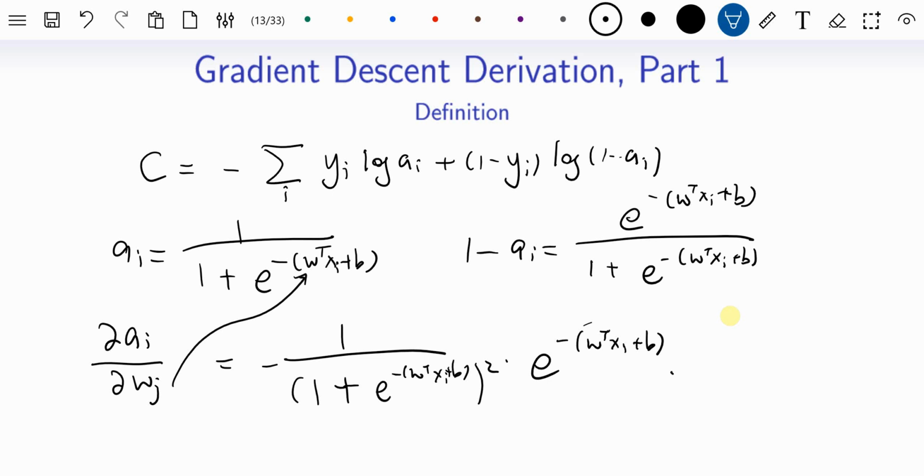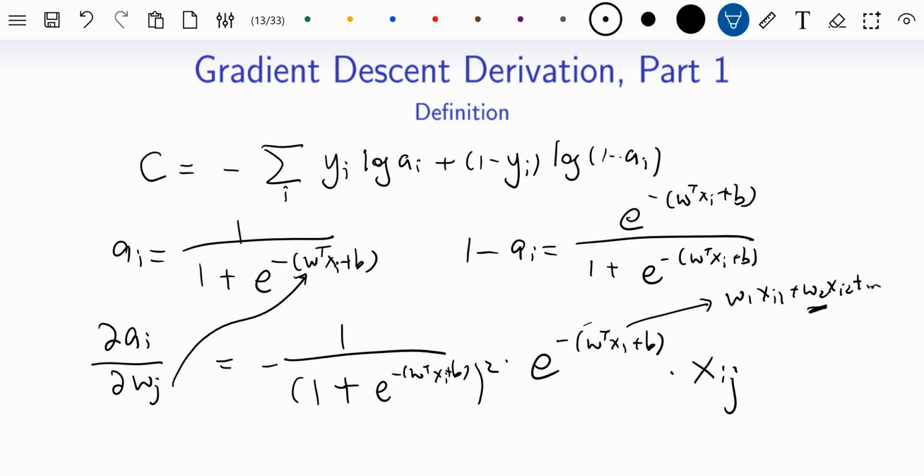When it's differentiated with respect to one of the w's, remember this transpose thing is just w1 xi1 plus w2 xi2 plus so on. So if you differentiate with respect to a particular w, you just get that x. So this is multiplied by xij. Okay, so we got this.